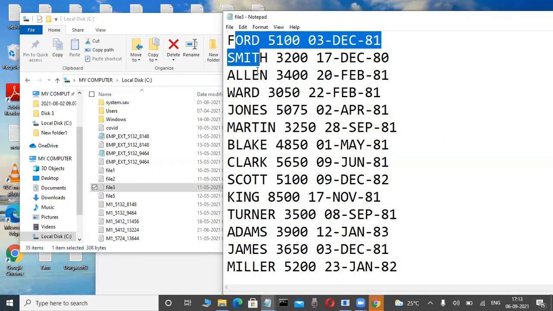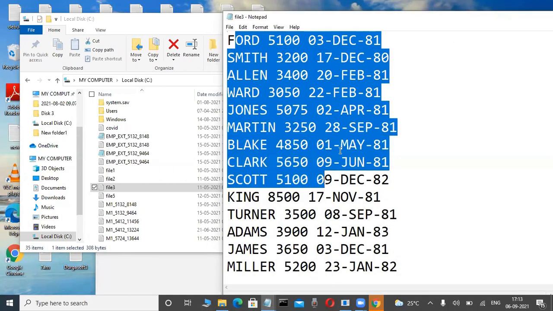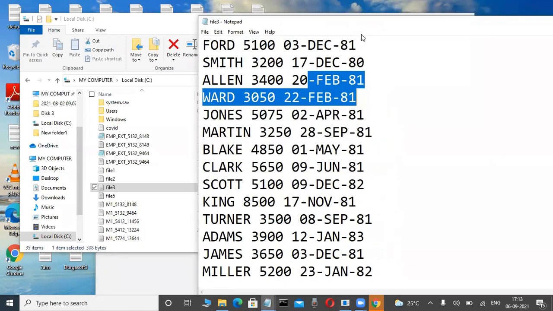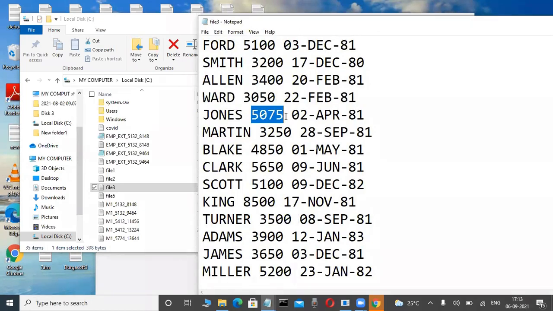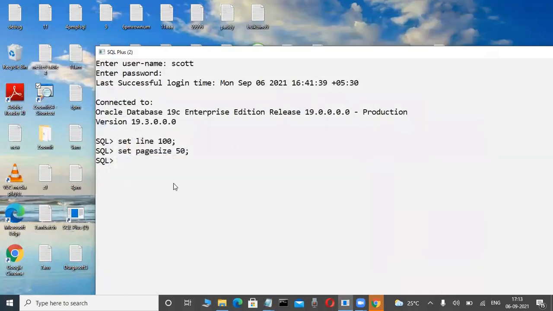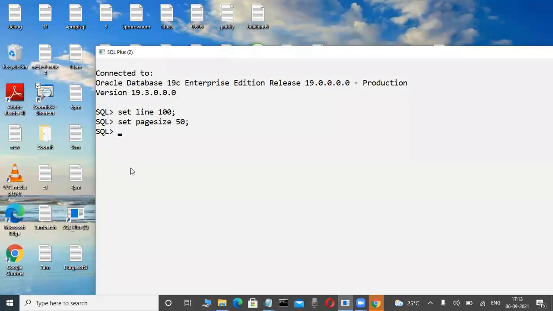Suppose some employee details are there. I want to retrieve all the employees who joined in the month of September, or those who joined before September. How can I filter and retrieve them? Or suppose some employees get a salary of more than 3,000; how can I retrieve those employees? Those things are very difficult with flat file mechanisms. How to retrieve such data efficiently is where databases came into the picture.